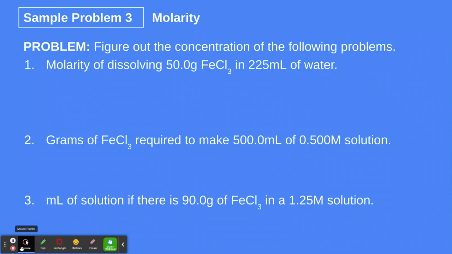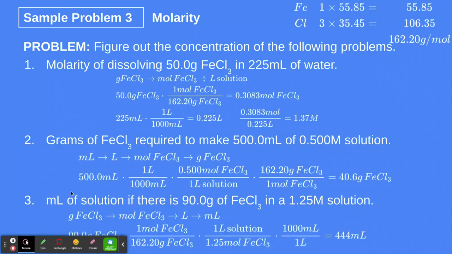All right, so the first one was asking us to figure out what is the molarity by dissolving 50 grams of iron chloride into 225 milliliters of water. We're dealing with iron chloride. You can see the molar mass math up on the top right up there. And so the molar mass of iron 3 chloride is 162.20 grams per mole. In this case, we got to get out of grams into moles, and then we're going to divide it by the liters of solution. So 50 grams of iron 3 chloride divided by 162.20, that's the molar mass again.